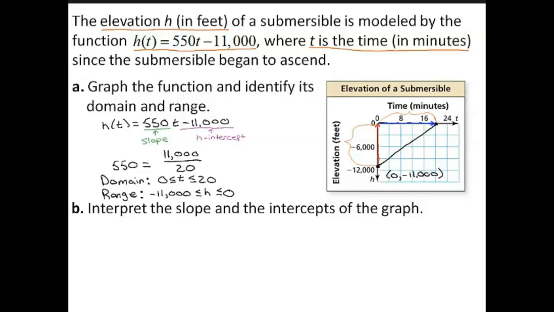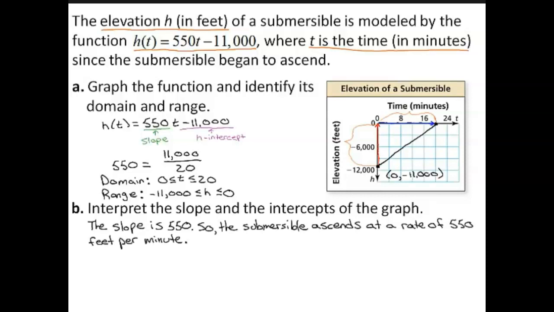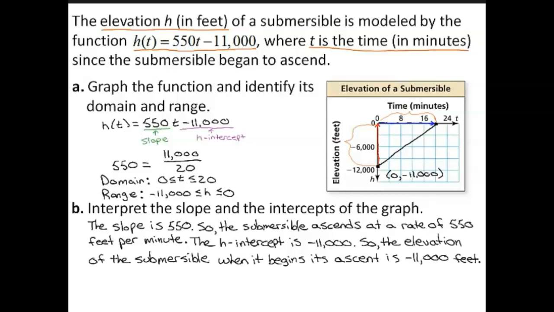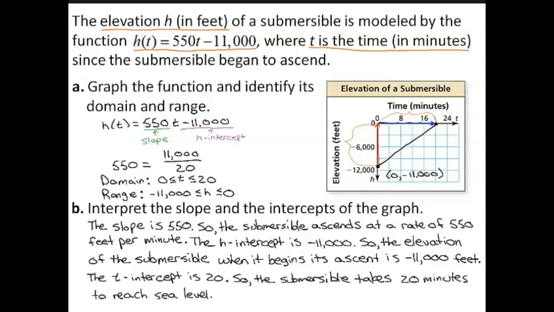Part B. Interpret the slope and the intercepts of the graph. T is the independent variable and h is the dependent variable, so the slope is the change in elevation over the change in time. Here the slope is 550, so the submersible ascends at a rate of 550 feet per minute. The h-intercept is the elevation after 0 minutes. Here the h-intercept is -11,000, so the elevation of the submersible when it begins its ascent is -11,000 feet. The t-intercept is the number of minutes it takes the submersible to reach an elevation of 0 feet. Here the t-intercept is 20, so the submersible takes 20 minutes to reach sea level.